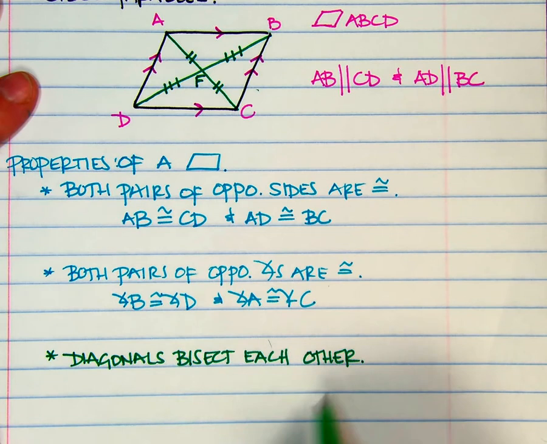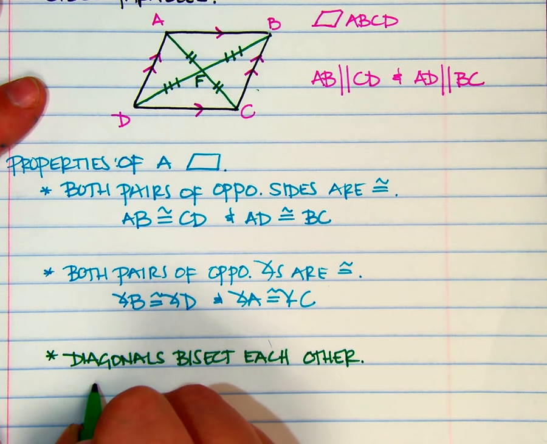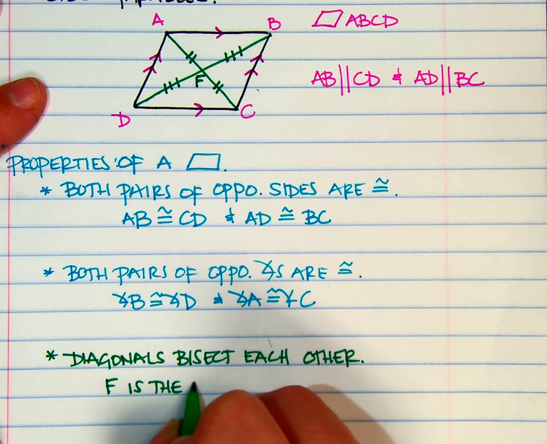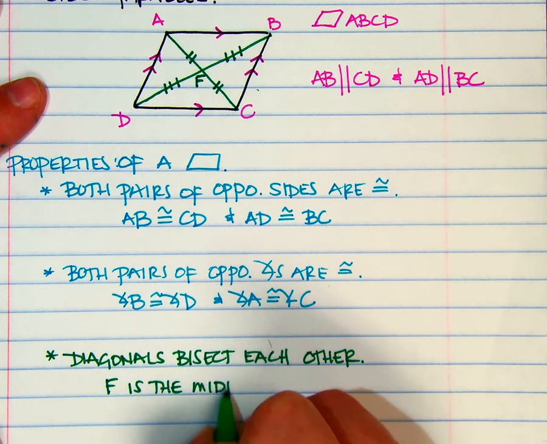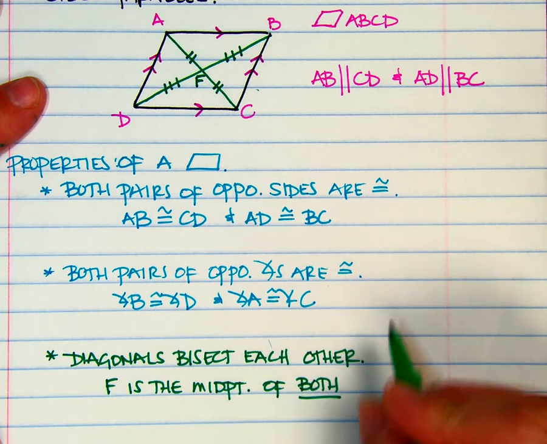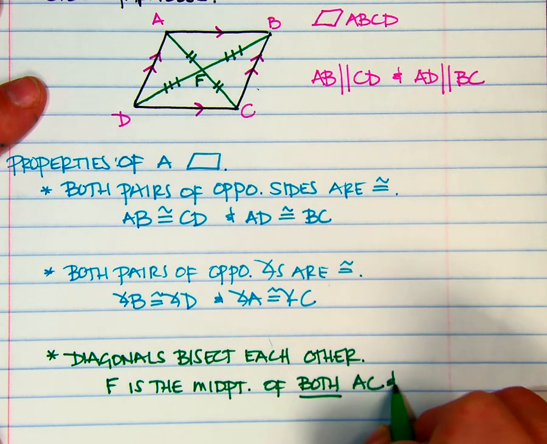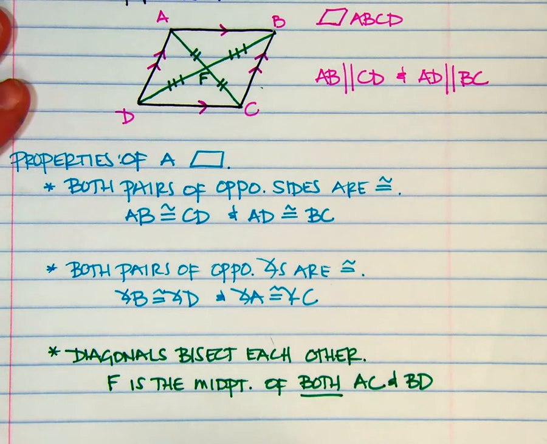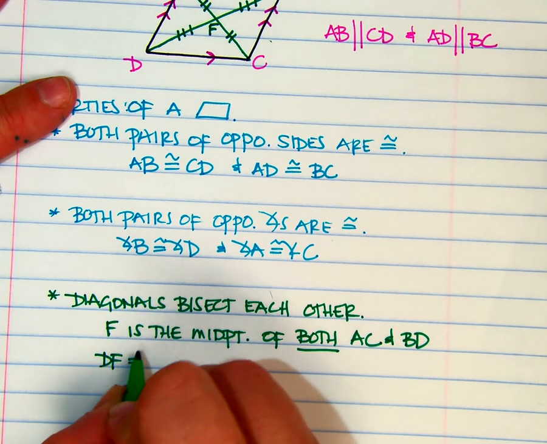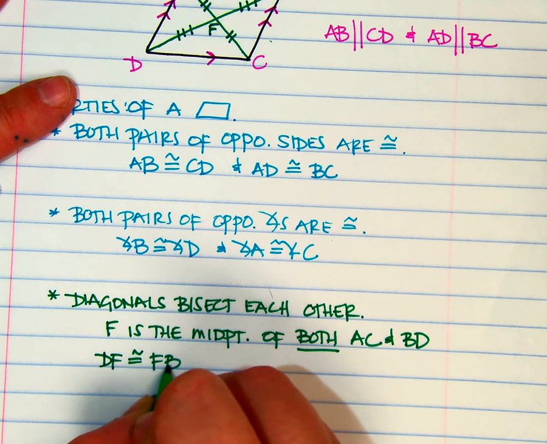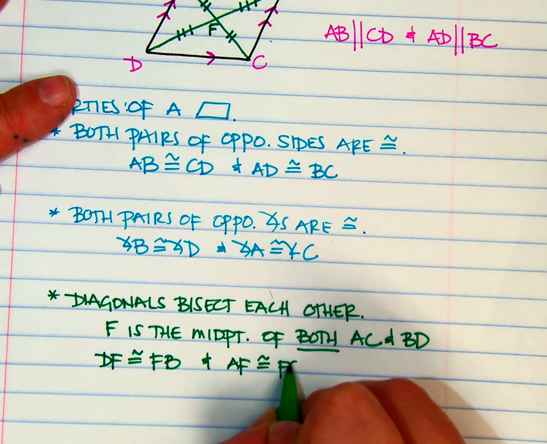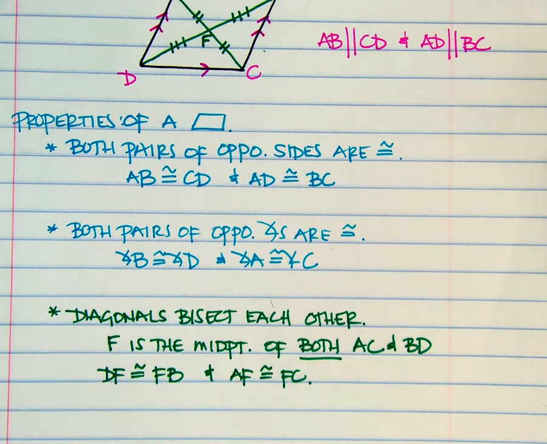So if diagonals bisect each other, there's a couple things I know. I know that F is the midpoint of both AC and BD, and I know that DF is congruent to FB, and AF is congruent to FC.